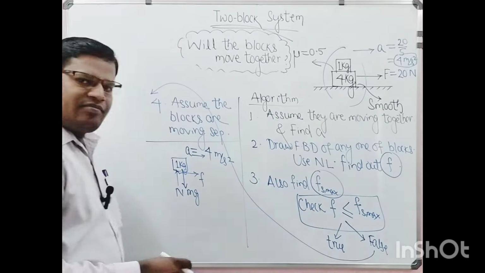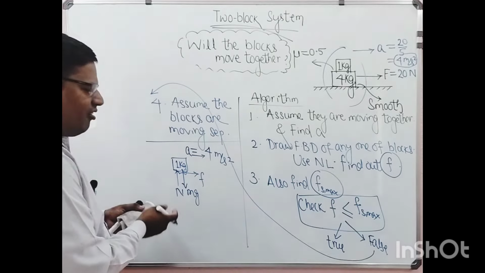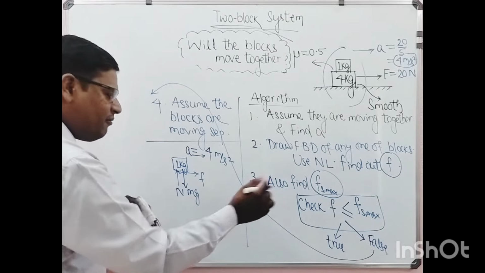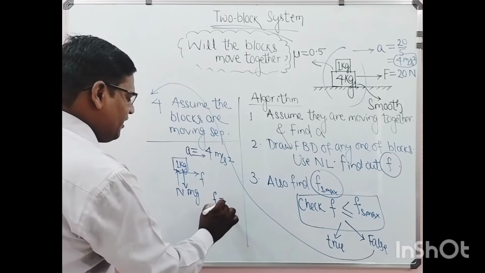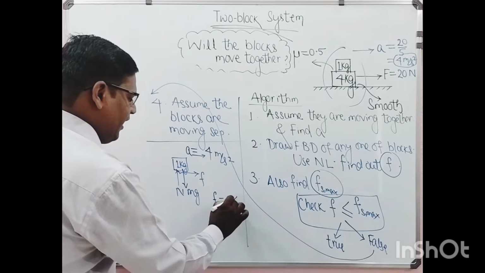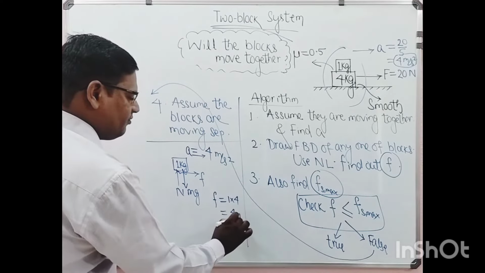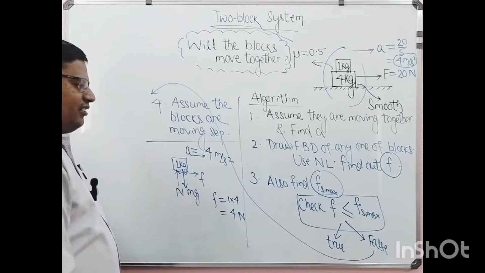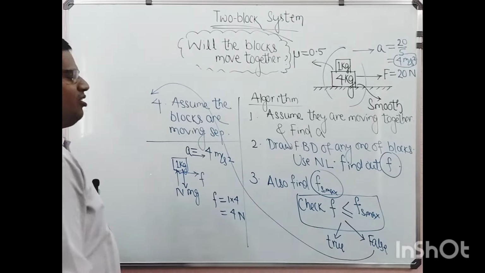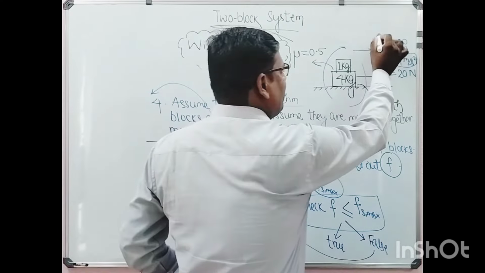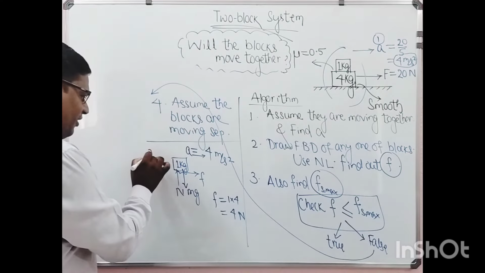Use this second step: apply Newton's law and write the equation. F equals ma for the horizontal direction. That gives me friction equal to m into a, that is 4 Newton. Achha. Then go to the third step. So I have done the first step here, and I have done the second step here.